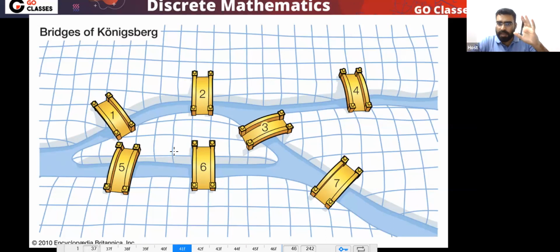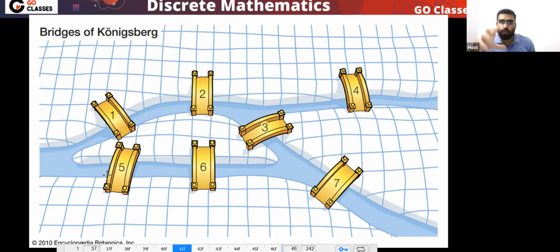Yes or no? Of course, there are only 7 bridges, so you can check all the possibilities, and you can tell that there is no way to cross all the bridges exactly once. But mathematicians don't think like that. For example, if there are 1,000 bridges, then how will you do it? Yes or no?